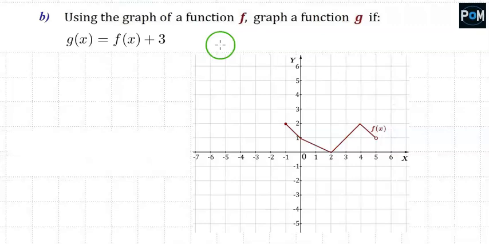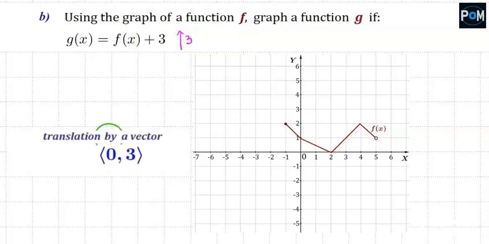The next example involves shifting the graph of function f according to this formula. Function g of x should equal f of x plus 3. Here this 3 is again outside the parentheses, so the shift will be vertical. And vertically, we move according to this sign, which means we will move up by 3 units. Otherwise, it's a shift by the vector 0, 3, which means 0 horizontally and 3 up vertically.